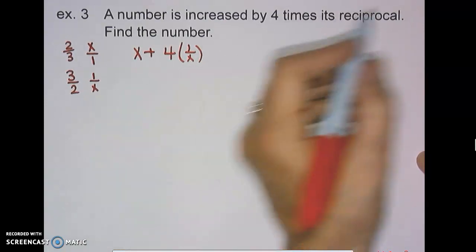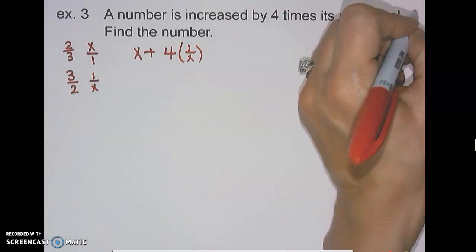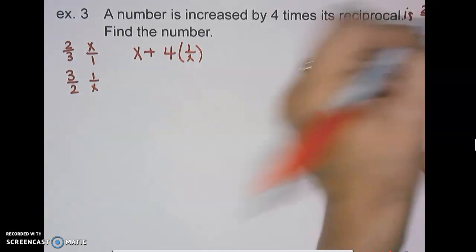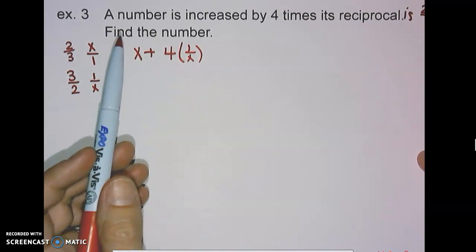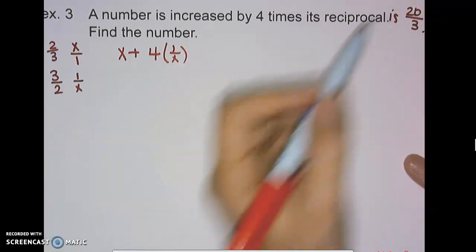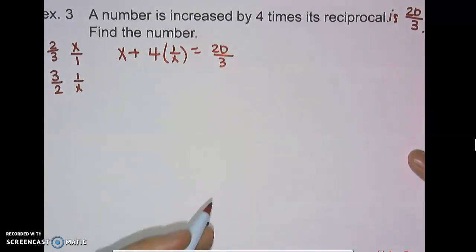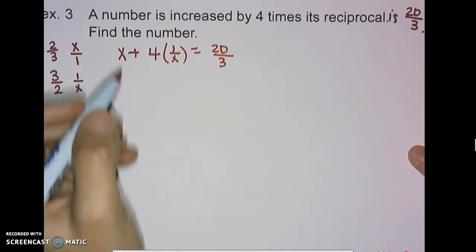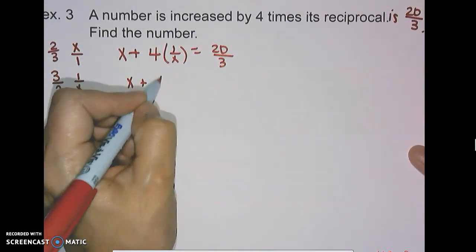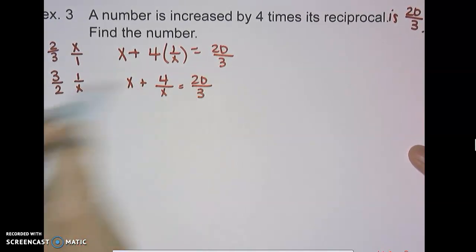And I didn't put all of the stuff in here. That might help. Is 20/3. Okay, so a number increased by 4 times its reciprocal is 20/3, and you can't even see that over there either. All right, so that means that this equals 20/3. Okay, and so now we're going to have to solve this question. So we have x plus 4 times 1 over x would be 4 over x equals 20/3.